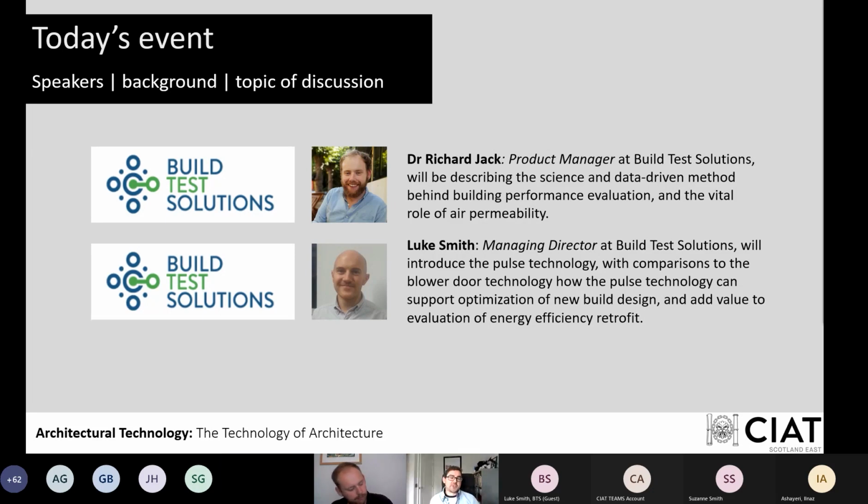Then we'll have Luke Smith, Managing Director at Building Test Solutions, and he will introduce the Pulse technology with comparisons to the blower door method and how Pulse technology can support optimization of new build designs and add value to evaluation of energy efficiency retrofit projects.